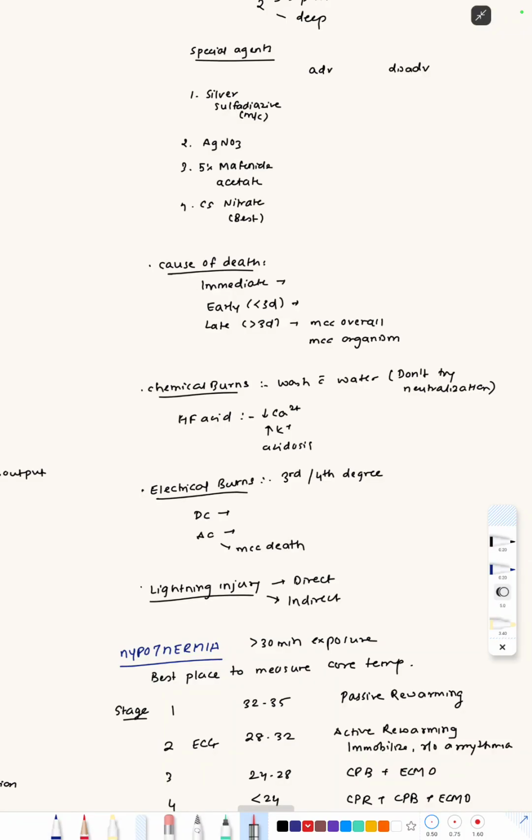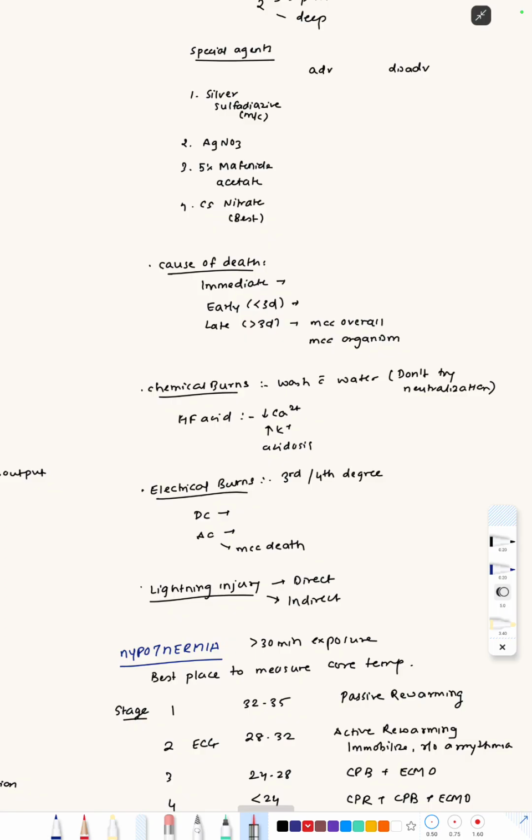Chemical burns you have to wash with water, and the water should not be very cold water as well as not very hot water. It should be at room temperature. Maximum temperature can be 25 degrees Celsius. Don't try neutralization of either burns. For example, if it's an alkali burn, don't pour acid or vice versa.